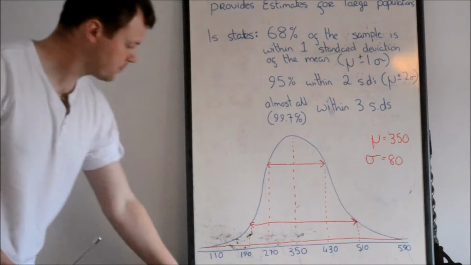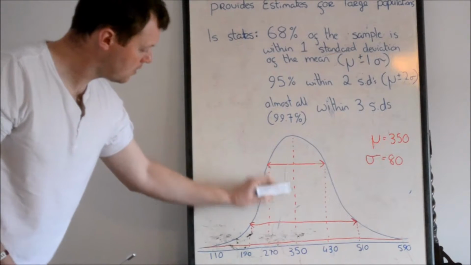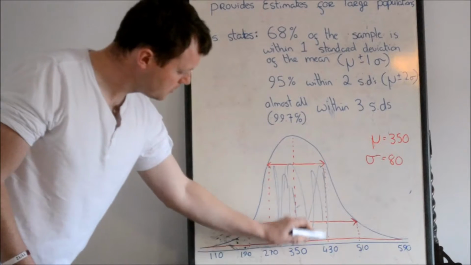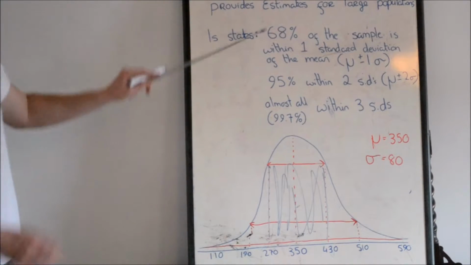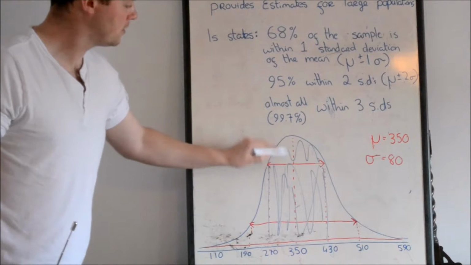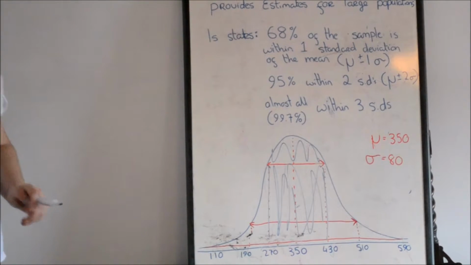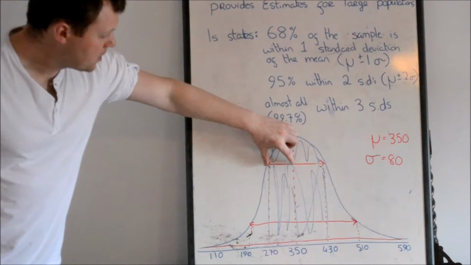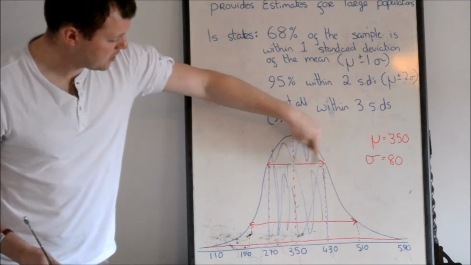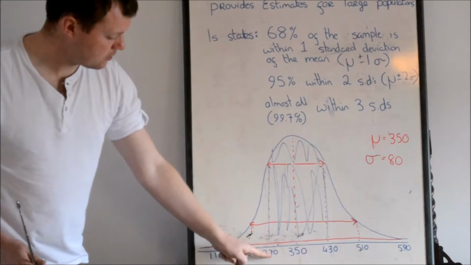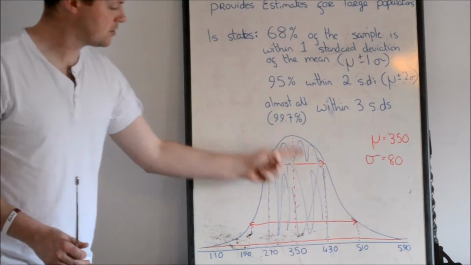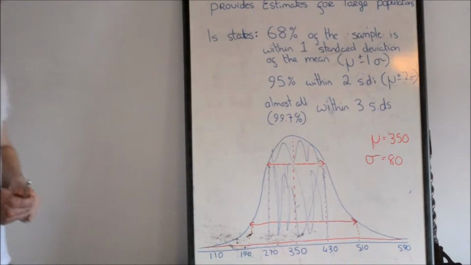So this bit here, all this, from here to here, got 68% of the sample. It's caught in there, 68%. So if you look, that's one standard deviation. The standard deviation is 80, and we went one either side. So 80 that side of the mean, 80 this side. Drop it down, 270, 430. So that means 68% of our population is in here.